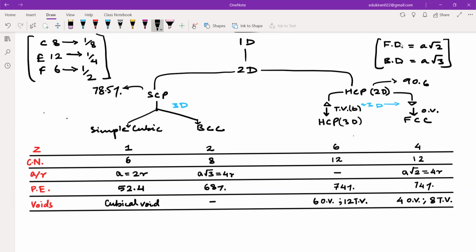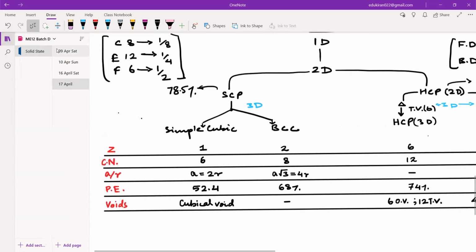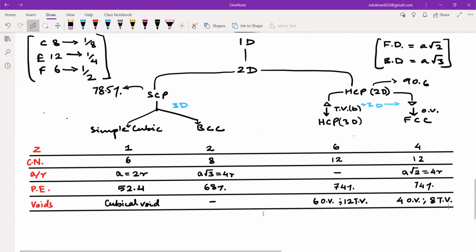Okay, so please make this chart. Whatever is present in this chart, you have to remember it. Each and every point present in this chart, you have to remember. This is the summary of whatever we have done from 9th till today. We have not included the voids especially here, but octahedral void, tetrahedral void, cubical void, everything is mentioned at least there. Please copy this down. Let me know when you're done.